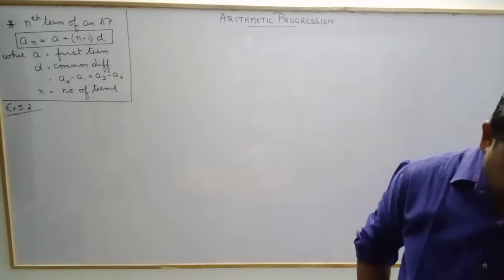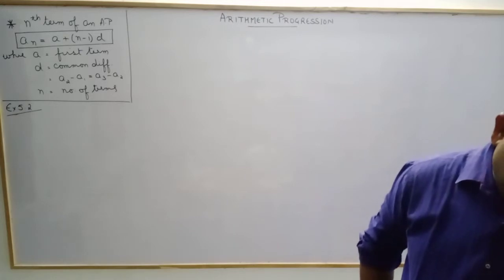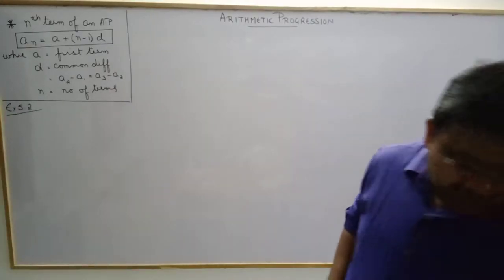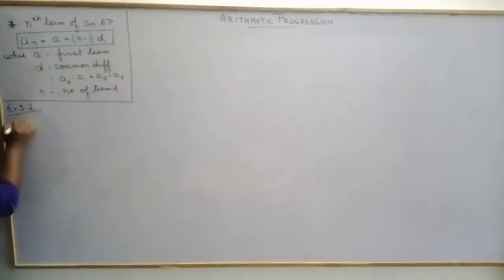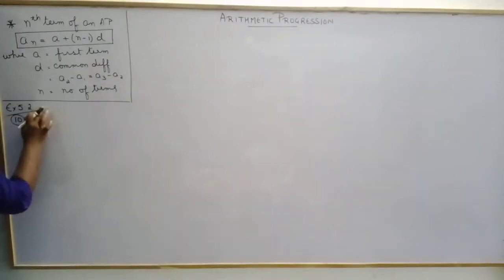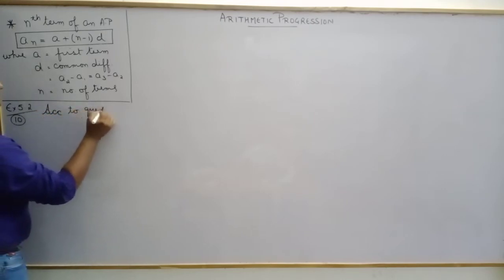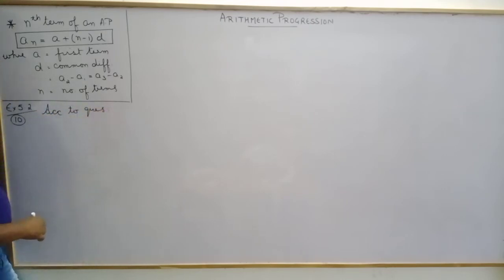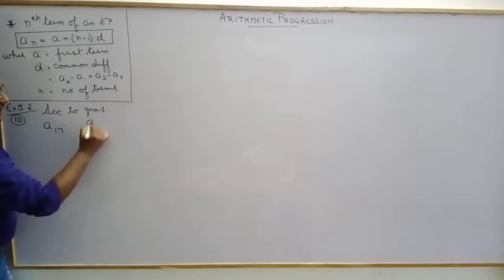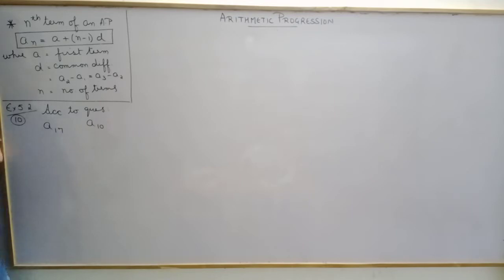The 10th question says, the 17th term of an AP exceeds its 10th term by 7. That means two terms are given to us. According to the question, the condition given to us, the 17th term of an AP, how do we write the 17th term? A17. Two terms are there, 17th and 10th. The 17th term of an AP exceeds the 10th term by 7.